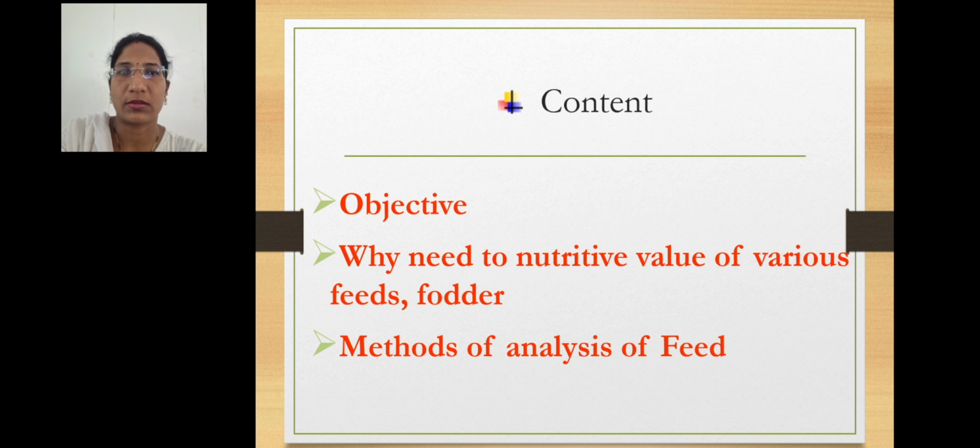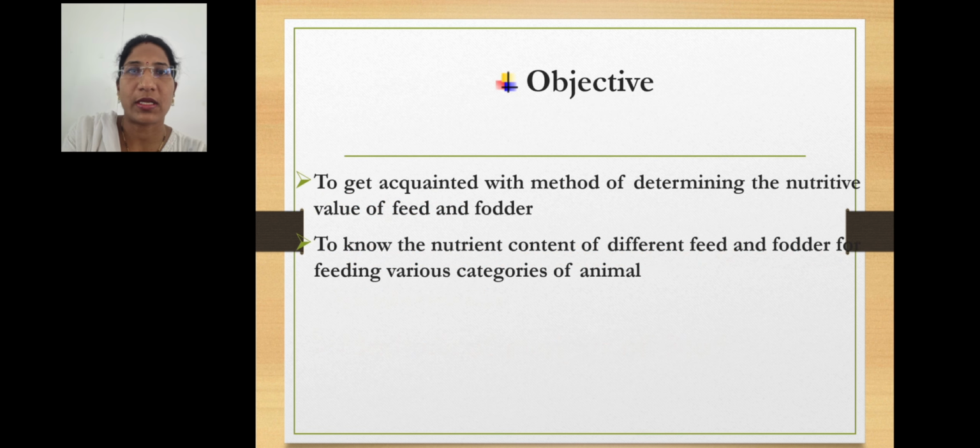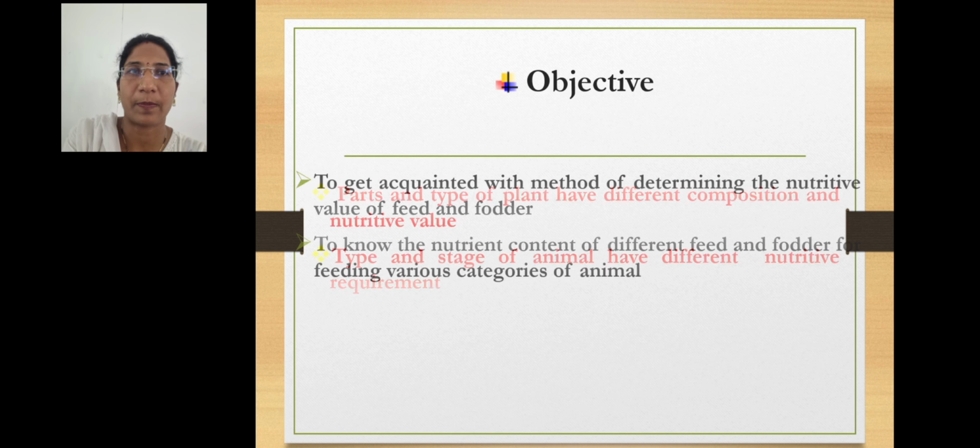In this topic, I have listed some content. First the objective, then why we need to study the nutritive value of various feeds and fodder, then different methods of analysis of feed. What are the objectives of this experiment? First of all, to get acquainted with the methods of determining the nutritive value of feeds and fodder. Another one, to know the nutrient content of different feeds and fodder for feeding various categories of animals.